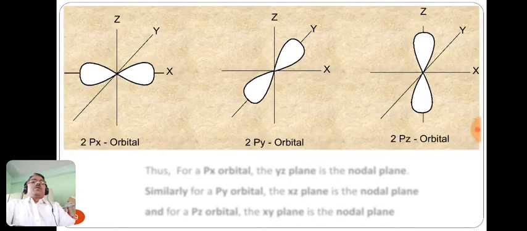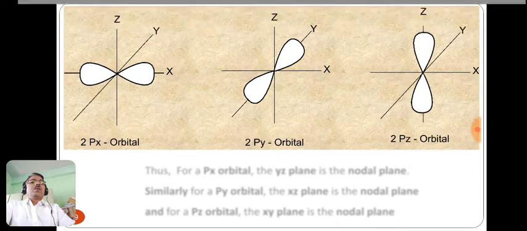These are the px, py and pz orbitals. Here, this is the px orbital, its orientation is along the x-axis, and it is dumbbell shaped, and these lobes are outwards, away from the nucleus. And this yz plane is known as the nodal plane, and in this yz plane there is no possibility of finding the electron.